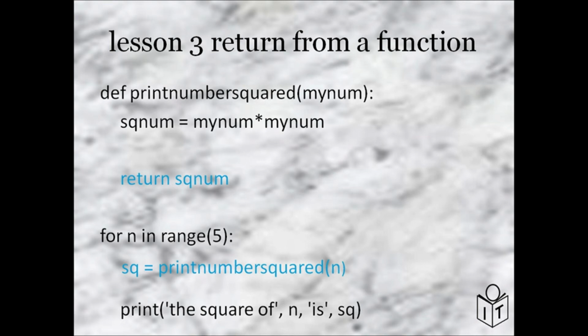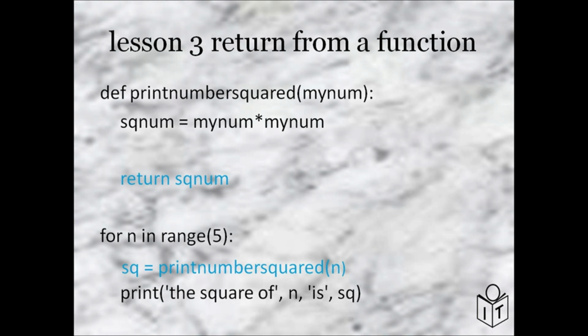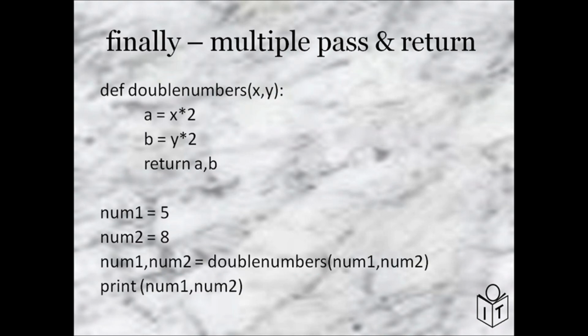function is run. Finally, we can send more than one thing to a function and we can return more than one thing from a function. So here's an example where we create two numbers, number 1 and number 2. Num1 equals 5 and num2 equals 8, and we're going to pass both of these to a function called double numbers. Now these double numbers receives these numbers as x and y.